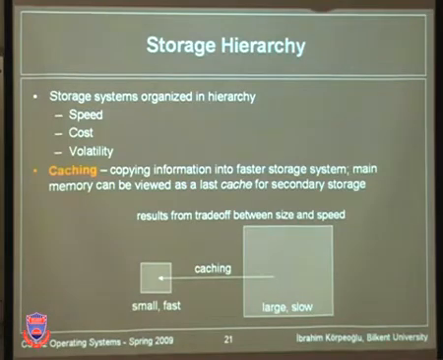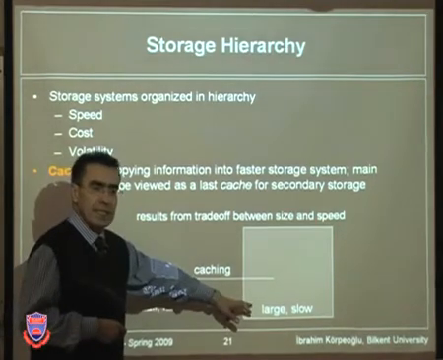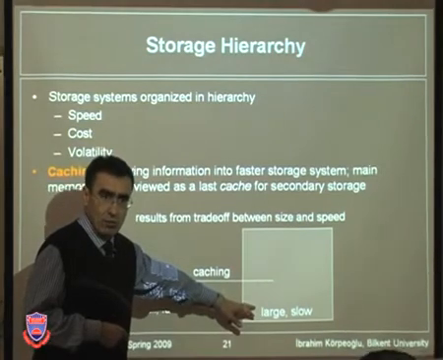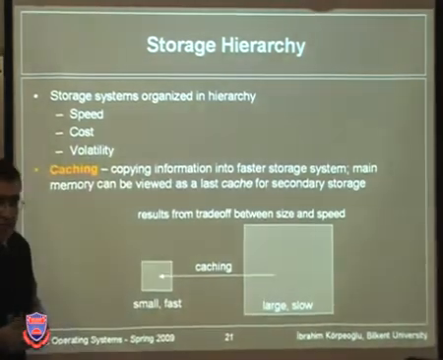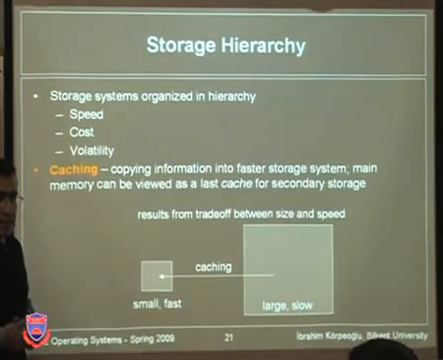Therefore, the storage system in a computer is organized into a hierarchy. And the hierarchy consists of different storage elements with different speed, cost, and volatility. For example, we have memory, we have hardware cache, we have hard disk, we have CD, and so on. Each has different values for these parameters. And this brings the issue of caching. Even though the data is in a large storage, the access to that large storage can be slow, but you may want to access that data very fast.